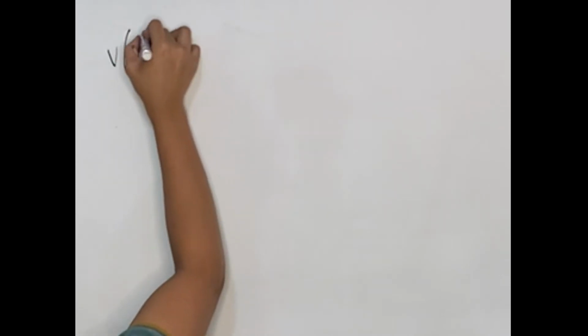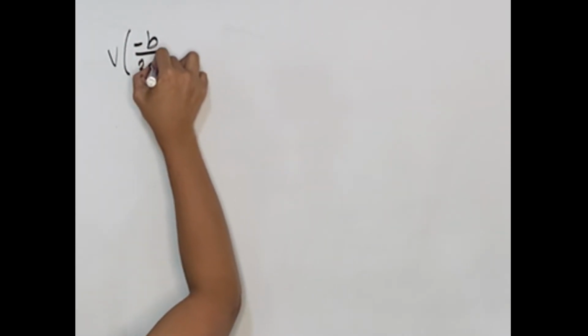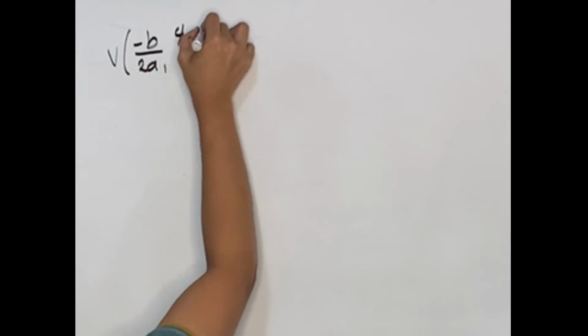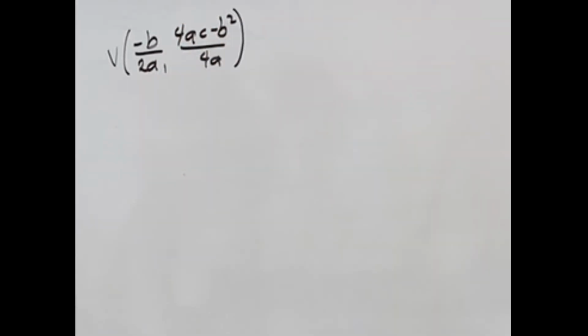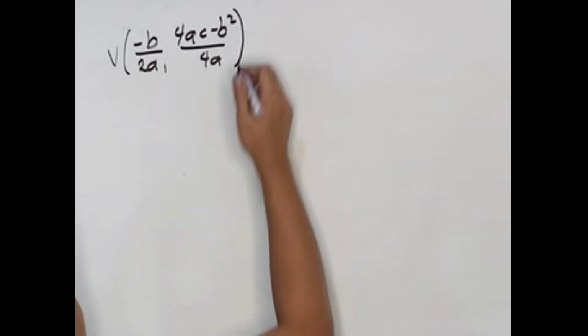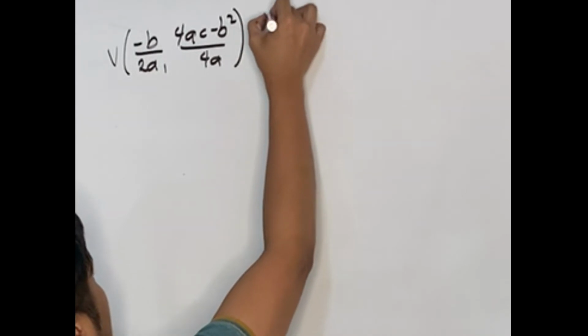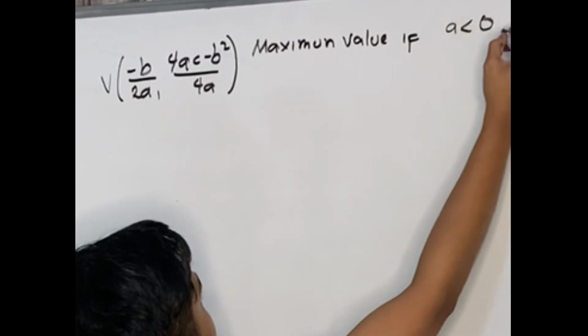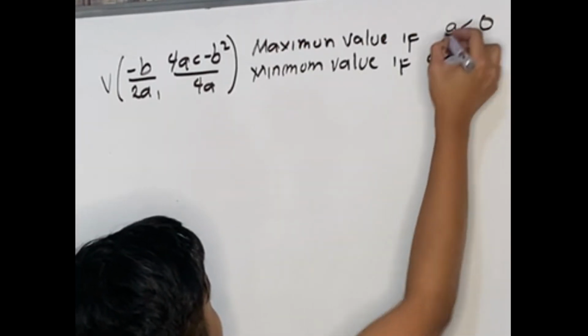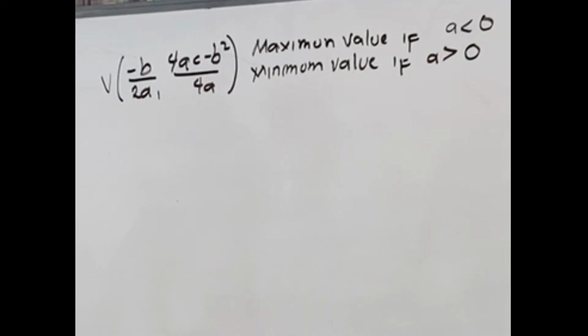And now let's identify the vertex of the given quadratic function with our formula. So the vertex will be negative b over 2a, 4ac minus b squared over 4a. One of the features of the vertex of a quadratic function tells us the maximum and minimum value of the given function. Maximum value if a is less than 0. Minimum value if a is greater than 0. So let's try.